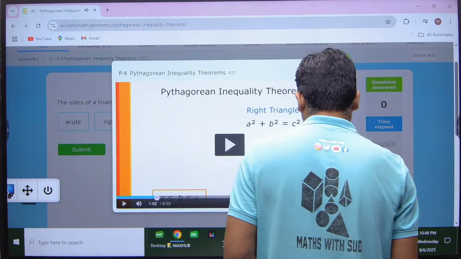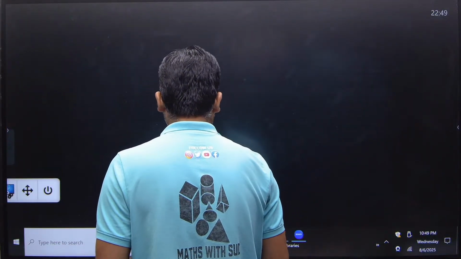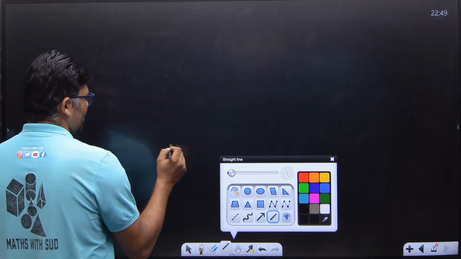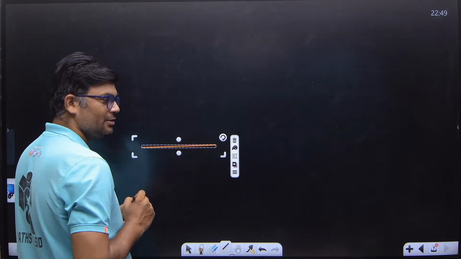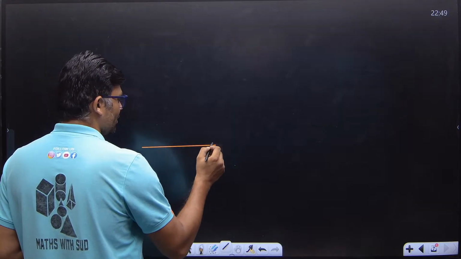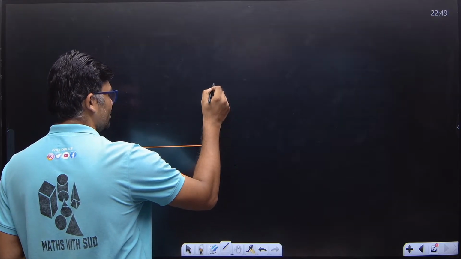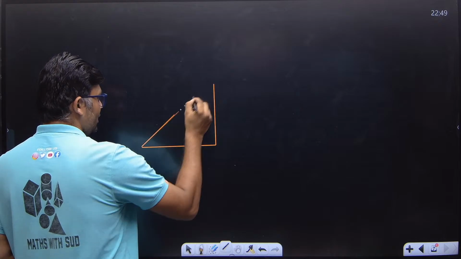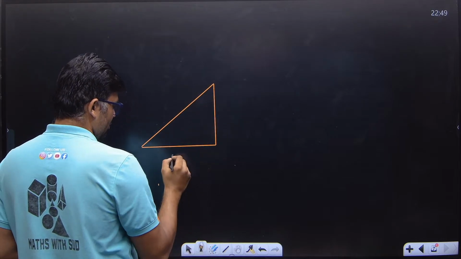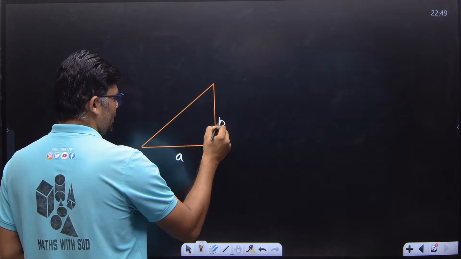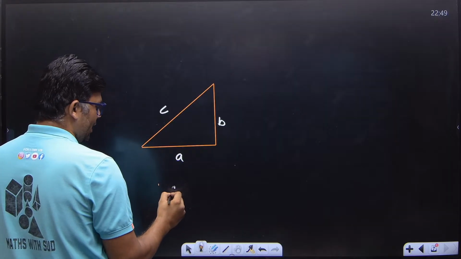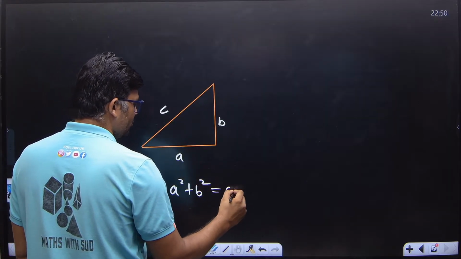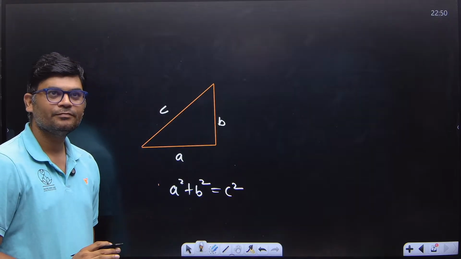I will discuss this with a very simple analogy. Let us suppose that this is a side length, and this is another side length, at 90 degrees. We call these A, B and C. So we say that A squared plus B squared is equal to C squared. This is what we have.